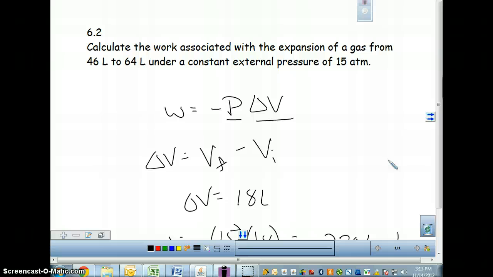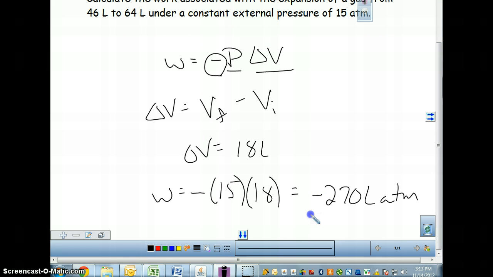If it's doing work, then that energy is leaving the gas and going into whatever work it's doing. And that is the reason for this negative sign. So that when we have an expanding gas, we end up with a negative work because we have energy leaving our system.